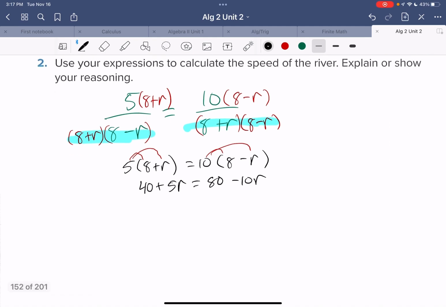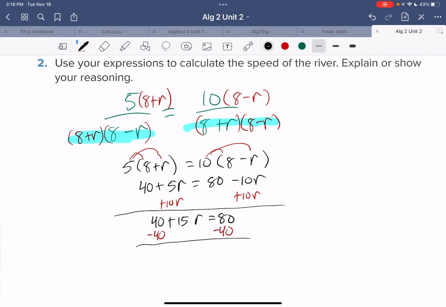And then the way I always solve these is to move the smaller amount of r in the equation. So I'm going to move the 10r. So I'm going to add 10r to each side. So 40 plus 15r is equal to 80. And subtract 40, subtract 40. We get 15r is equal to 40.